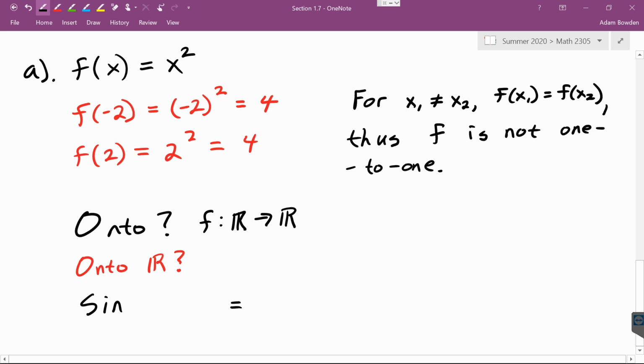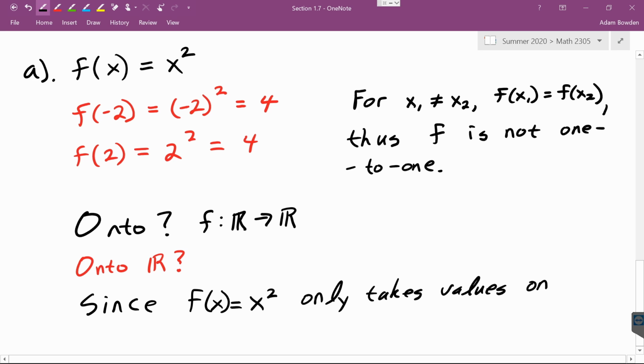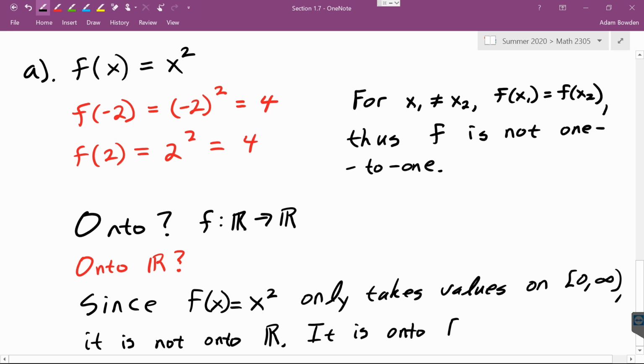Not exactly, since f of x equals x squared only takes values on the interval from 0, including 0, to infinity. It never covers anything less than 0. It is not onto the full real number set. It is, however, onto just that interval from 0 to infinity, since it maps to every number within that interval. So we can say it's onto a certain interval, we just can't say it's onto all the real number set.